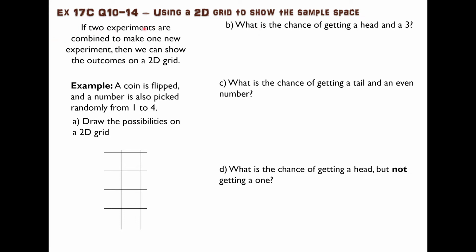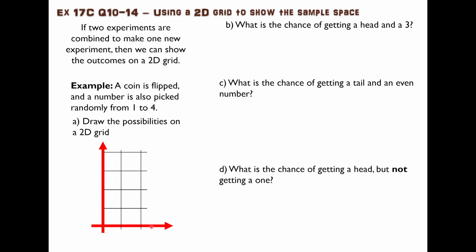If two experiments are combined to make one new experiment, then we can show the outcomes on a 2D grid. Let's see how that works with an example. In this example, a coin is flipped and, separately, a number is also picked randomly from 1 to 4. So there are two different things going on. Let's draw a vertical axis and a horizontal axis. We're going to draw these possibilities on a 2D grid.